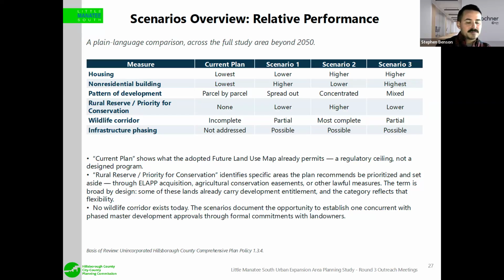And then in the current plan, significant portions of those wildlife corridors are privately owned and do have some development permitted on them currently. As far as infrastructure phasing goes, that concept really isn't significantly addressed in the current plan. It is spoken to in the Little Manatee South Community Plan, but more as an aspirational priority rather than a strategy. Scenarios one, two, and three speak to how infrastructure should or shouldn't be phased, and establish triggers for when that would occur using the 2050 threshold that was shown on the map.